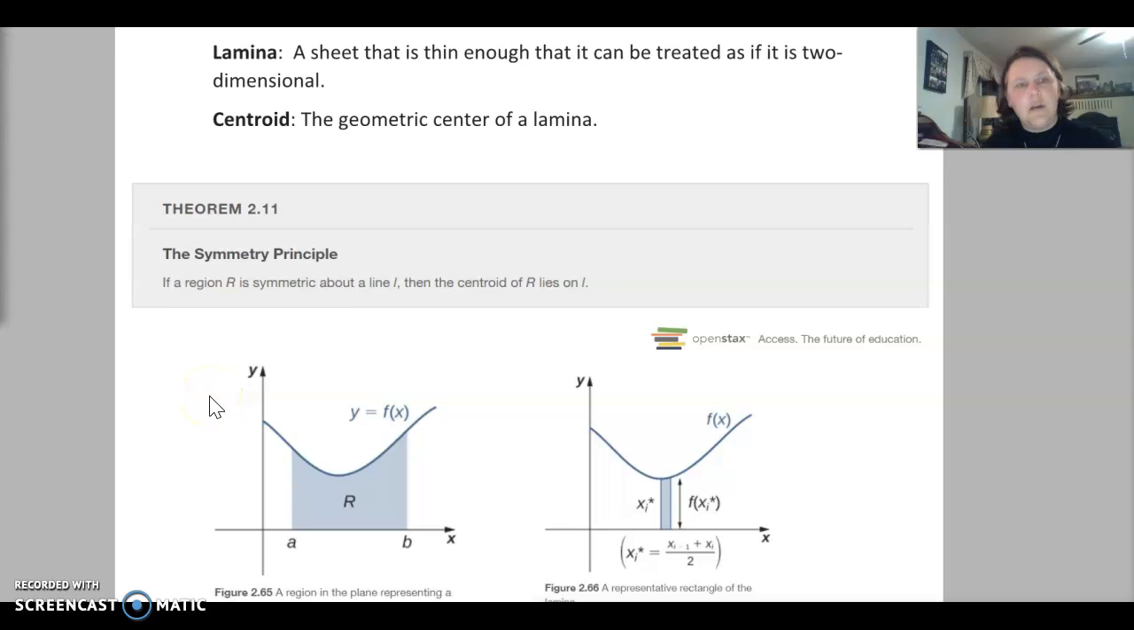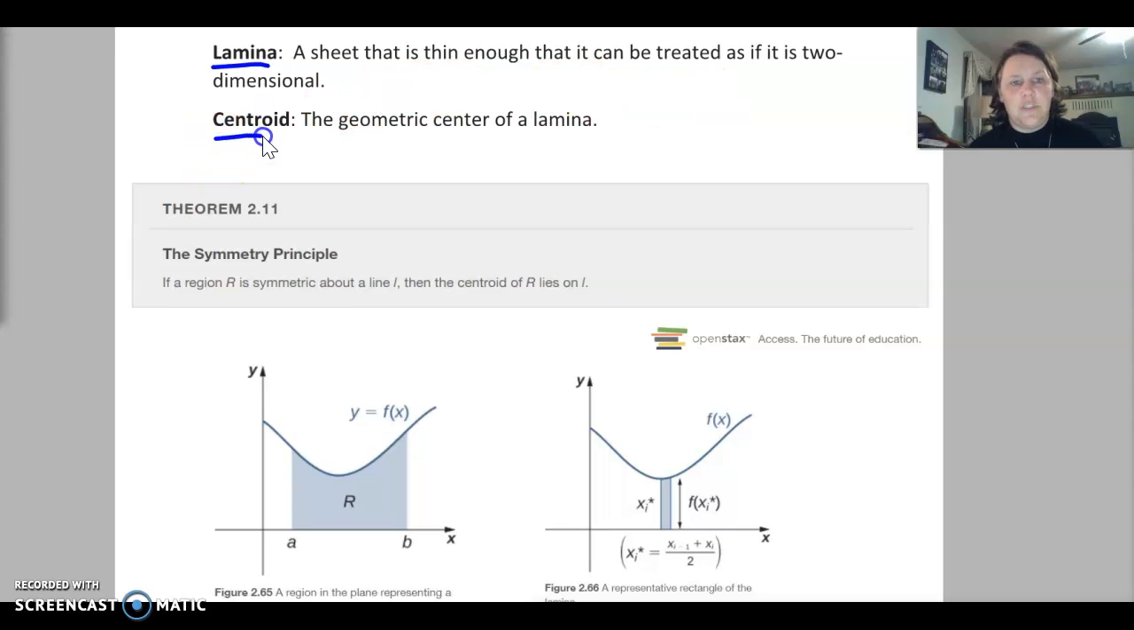Okay, continuing on with section 2.6 part 2. This will be the second video for that. So what we're going to start working with now is what we call a lamina. A lamina is a sheet that is really, really thin, and it's thin enough that it can be treated as if it's a two-dimensional object.